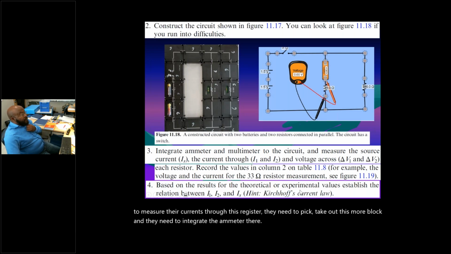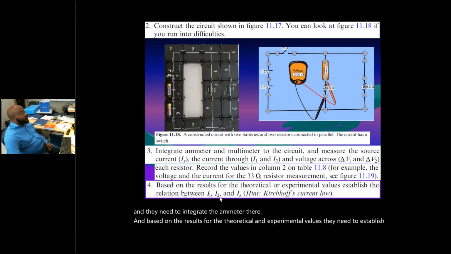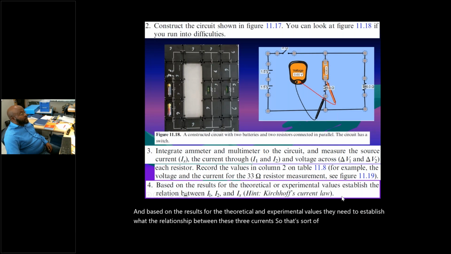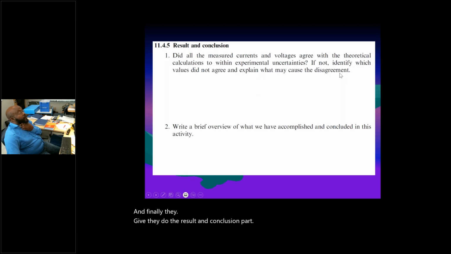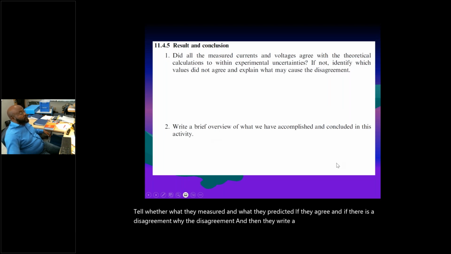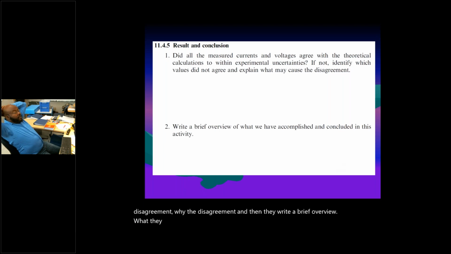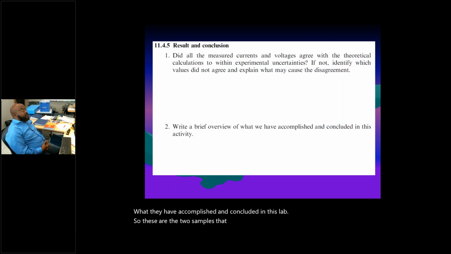And based on the results for the theoretical and experimental values, they need to establish the relationship between these three currents. So that's sort of asking them Kirchhoff's current law. And finally, they do the result and conclusion part. First they need to tell whether what they measured and what they predicted agree, and if there is a disagreement, why. Then they write a brief overview of what they have accomplished and concluded in this lab. So these are the two samples that I selected.